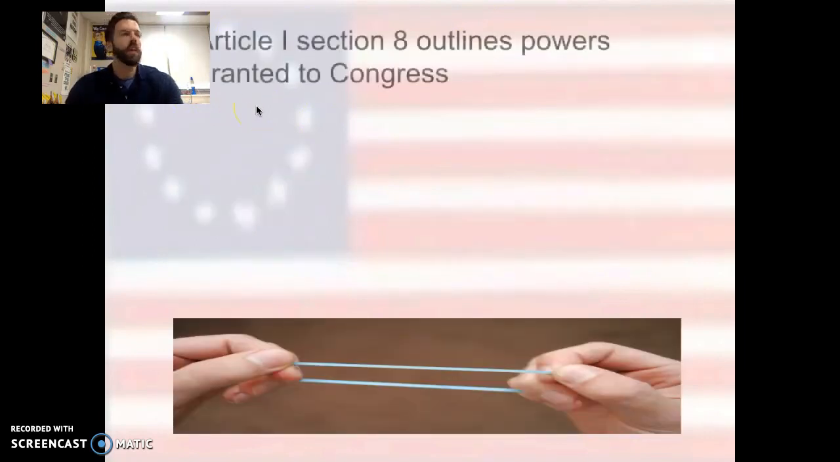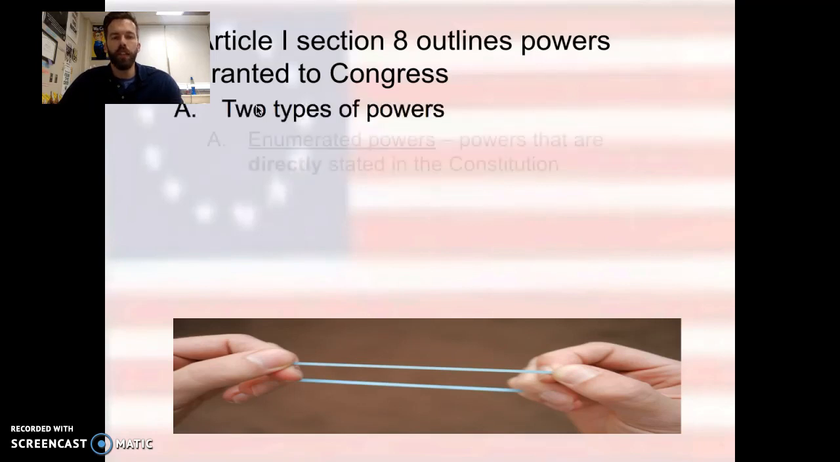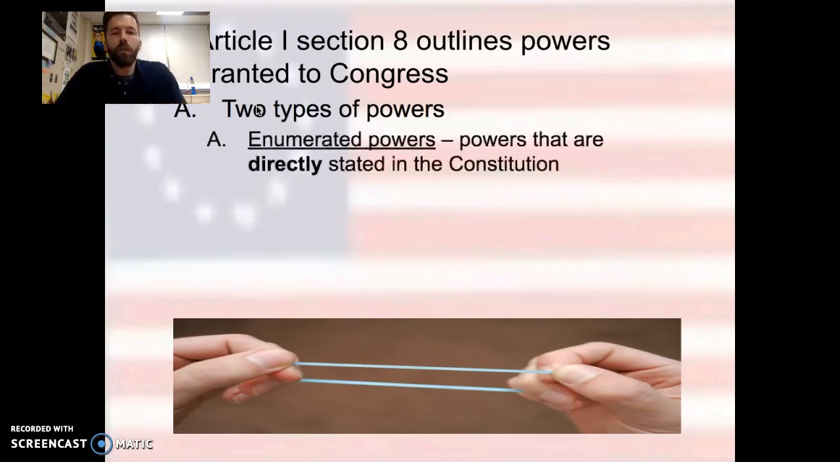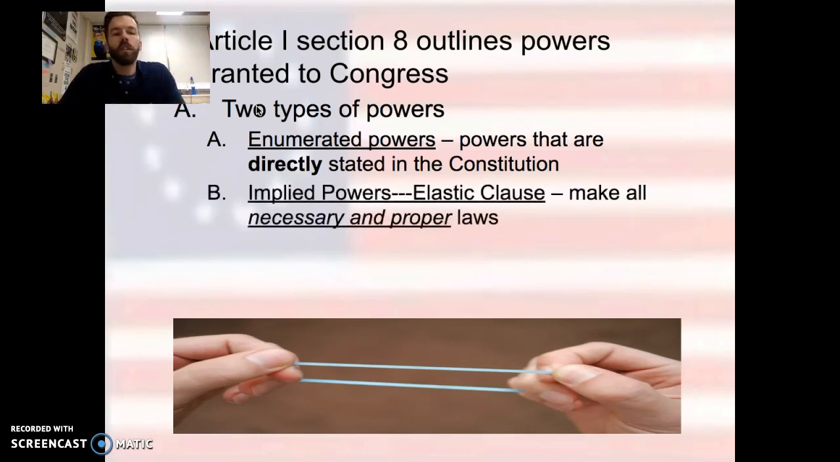Okay. Now, the powers that the legislative branch in Congress has are outlined in Article 1, Section 8. They have enumerated powers, which are specifically listed in the Constitution. So, run the post office, declare war, coin money. They're very specific. But where they get most of their powers is implied powers, through something called the Elastic Clause, which says that Congress can make any laws that they feel are necessary and proper.